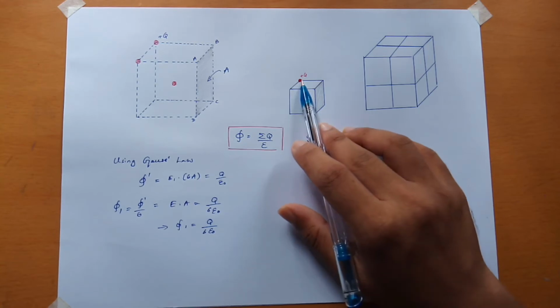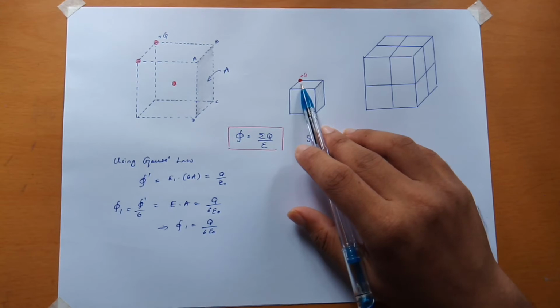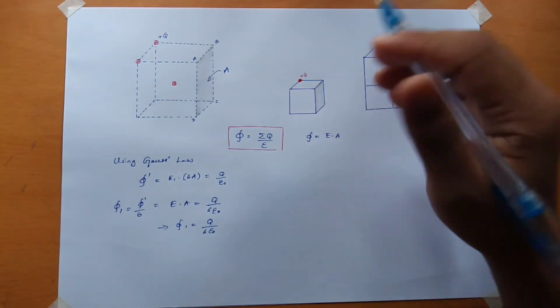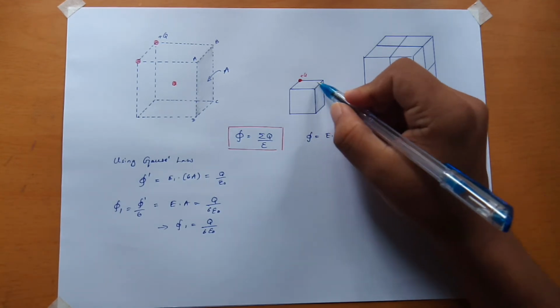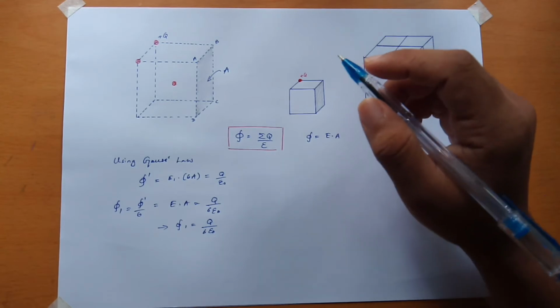So in this problem, in order to apply Gauss theorem, we have to consider a closed surface that encloses the charge. But if I consider this cube, it won't happen. So in order to do that, I'm going to do a trick.